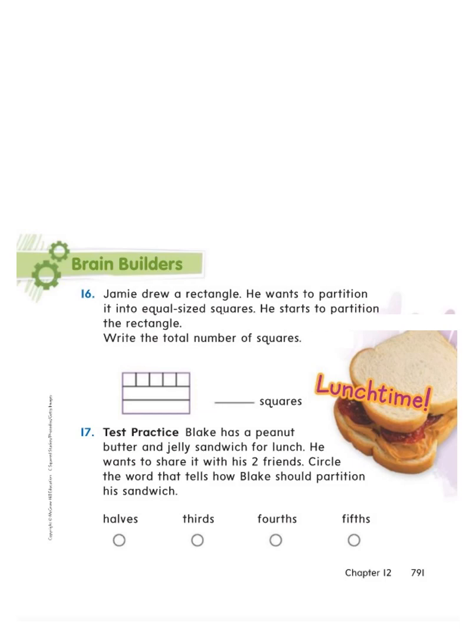And finally, number 17. Blake has a peanut butter and jelly sandwich for lunch. He wants to share it with his two friends. Circle the word that tells how Blake should partition his sandwich. Read it carefully and make sure you have all your answers written down on a piece of paper or on this paper if you have it.